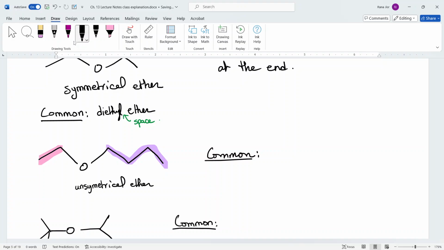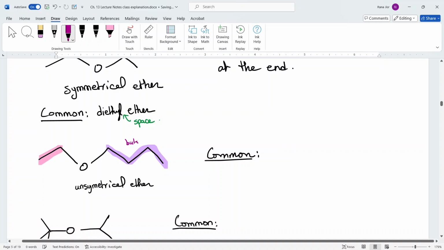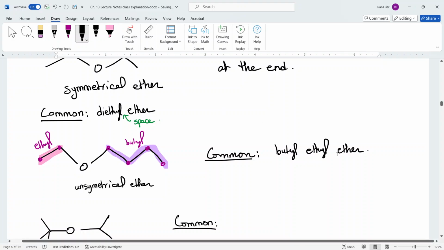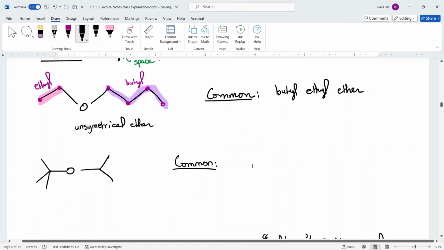So I know that this side is a butyl group, because count the carbons, it's 1, 2, 3, and 4. And the other side here is an ethyl group. B comes first, so the name here is going to be butyl. Put a space, and then ethyl. Put another space in there, and then the last is going to be ether. So you do have spaces between each of these names.